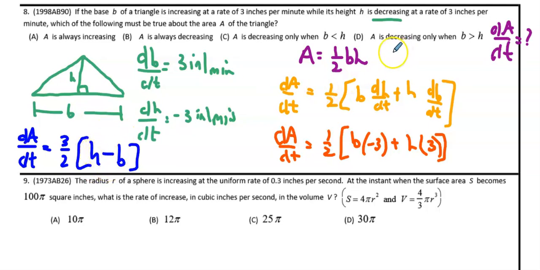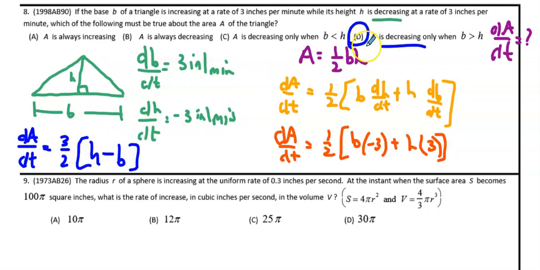And so that means that this will be true. A is always going to be decreasing when B is greater than H, right? Because this is going to give you a negative value. If B is less than H, this is going to give you a positive value. So we can't always say it's increasing or decreasing, because it depends on the values of the height and the base, right?